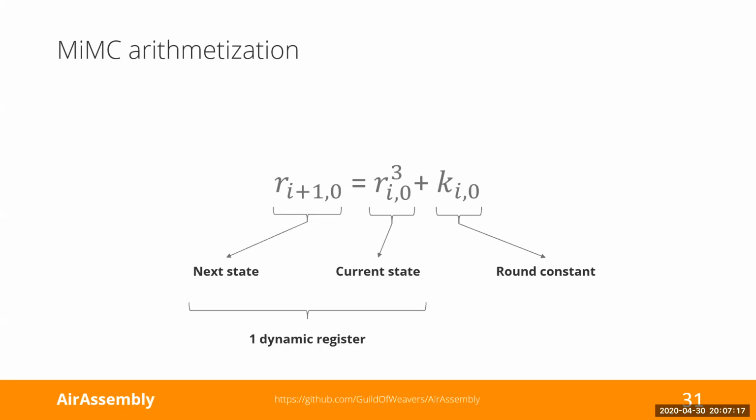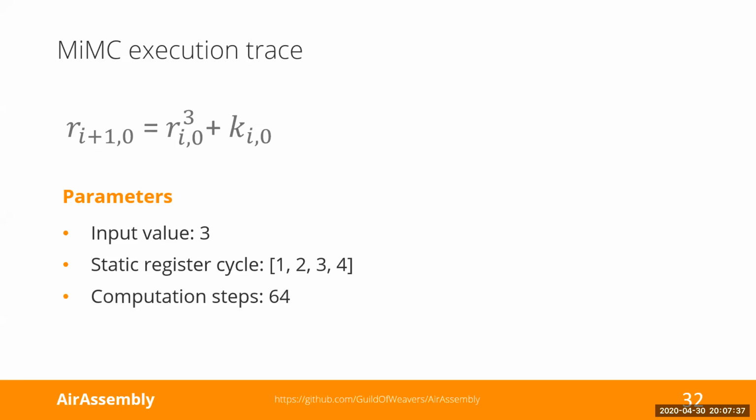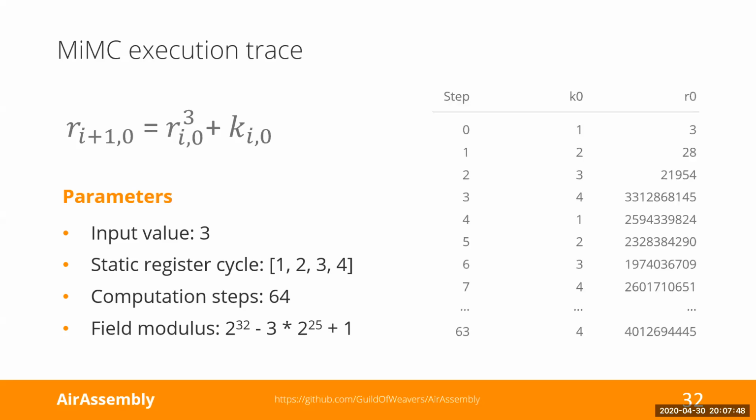What this translates to in terms of AIR is you have 1 dynamic register and 1 static register. And if we wanted to see what an execution trace for this would look like, let's say we start with an input value of 3. For simplicity, we'll just use 1, 2, 3, 4 as round constants, and we'll say it's going to be 64 steps, even though in reality it should be more than that. And then we'll use a very simple 32-bit field again for illustration purposes.